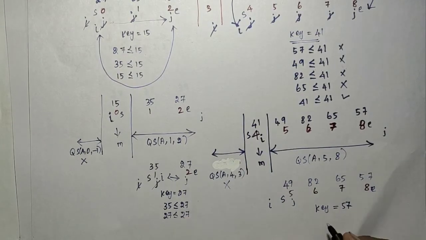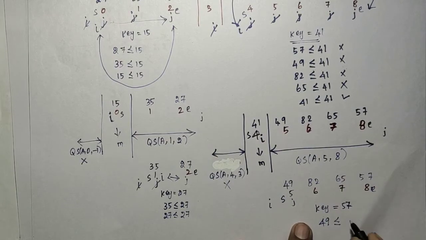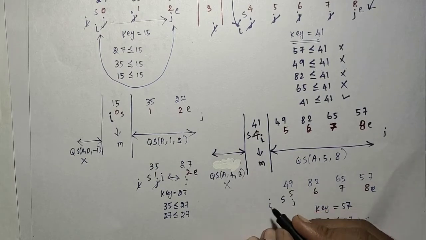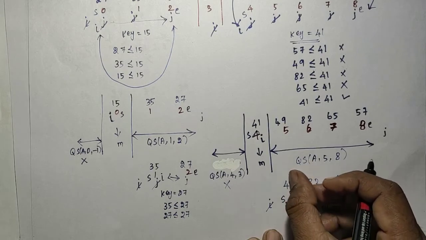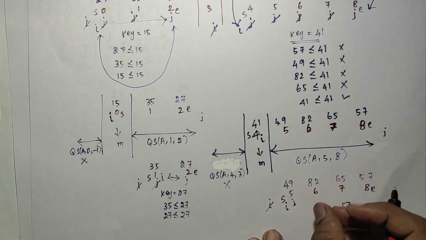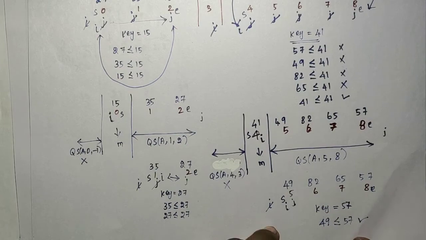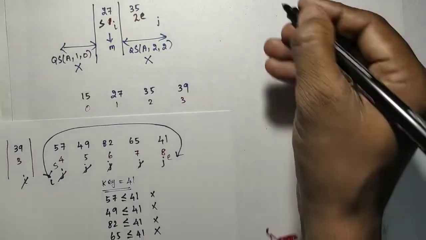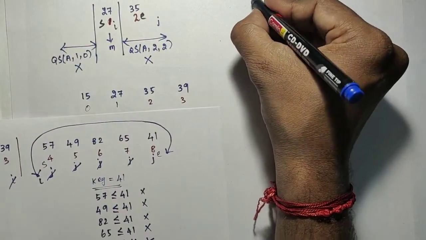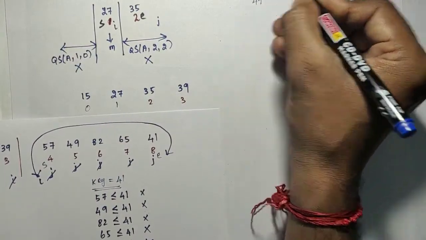So now what is happening? The jth element 49 is compared with 57, is it less than or equal to 57? So this condition is true. True means I gets incremented, I will be moved to here, and the ith element and jth element will get swapped. After swapping there is no change, 49 will be in the same place, and j alone will get incremented.